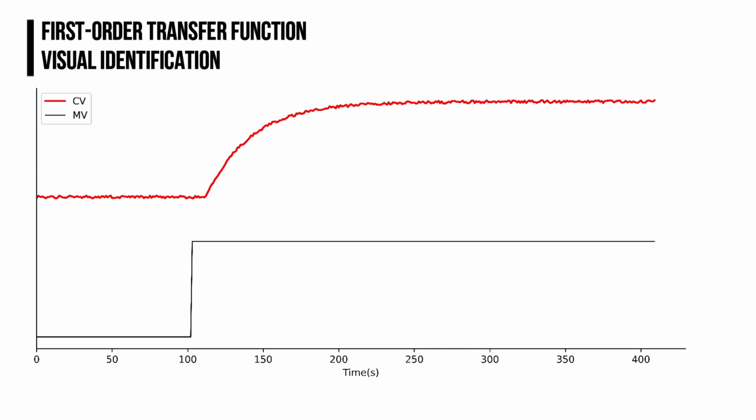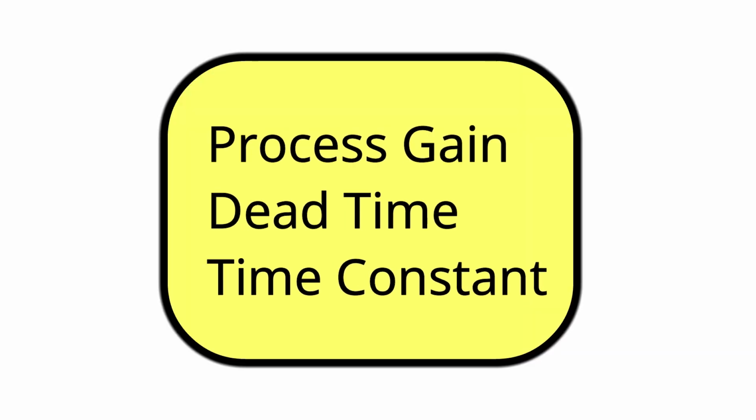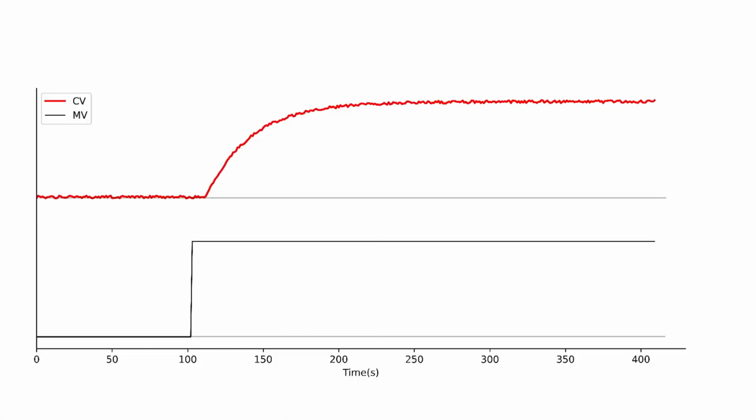Today I will show you how to visually identify parameters of the first-order transfer function with a delay. The parameters are process gain, dead time, and time constant. The first one is process gain.